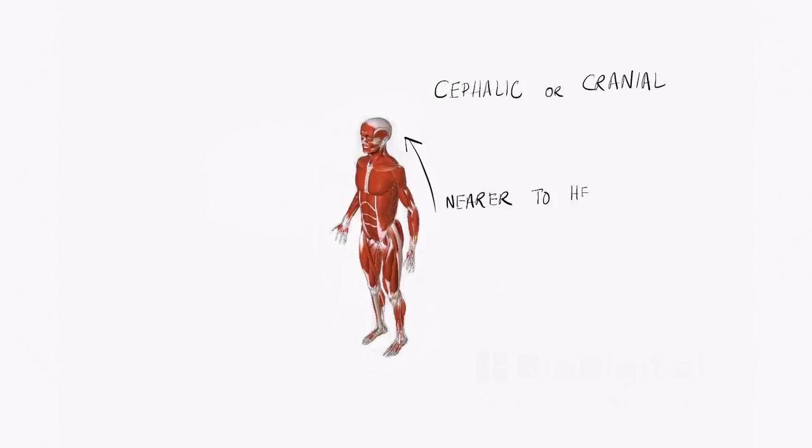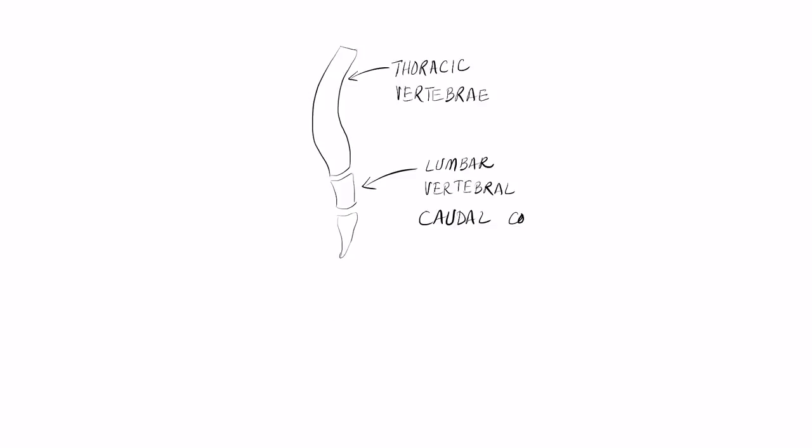Cephalic and cranial mean toward the head or cranium. Just like ventral and dorsal, in humans, cephalic and superior can be used interchangeably. However, in the developing human, the distinction between superior and cephalic should be understood. And finally, caudal is used to describe structures that are towards the tail compared to other structures. For example, the lumbar vertebrae are caudal to the thoracic. Again, this term in other animals and developing humans can mean something different than the term inferior.